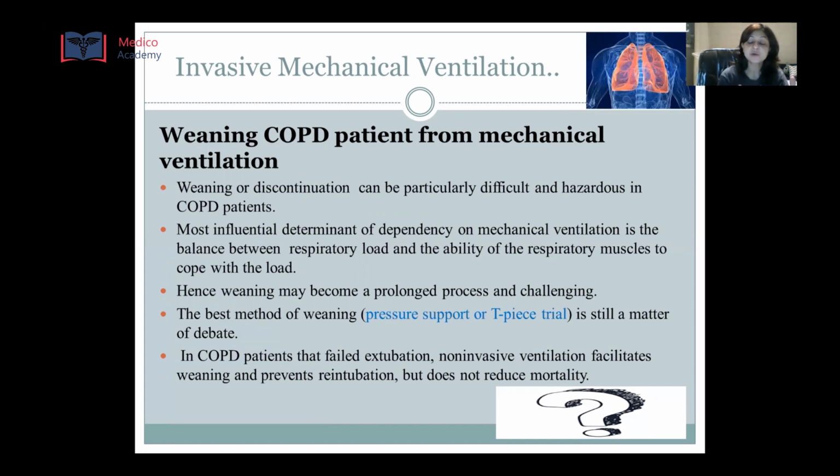The determinant of how dependent the patient has become on mechanical ventilation is what balance there is between the respiratory load and the ability of the respiratory muscles of the patient to cope up with that respiratory load. So we need to do two things. We need to increase the strength of the muscles to cope up with that load, and also we should try to bring that load down if we are aiming to wean the patient. So it can be a very prolonged and challenging process.